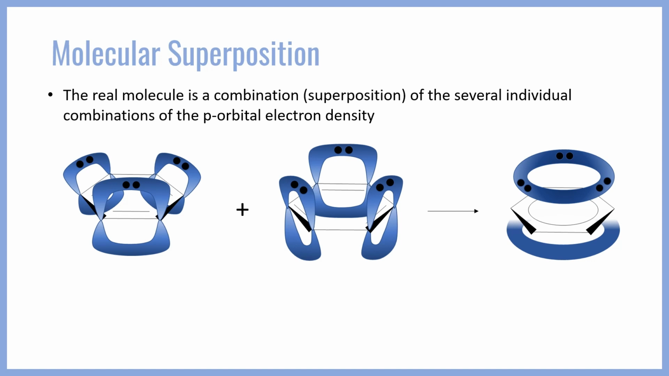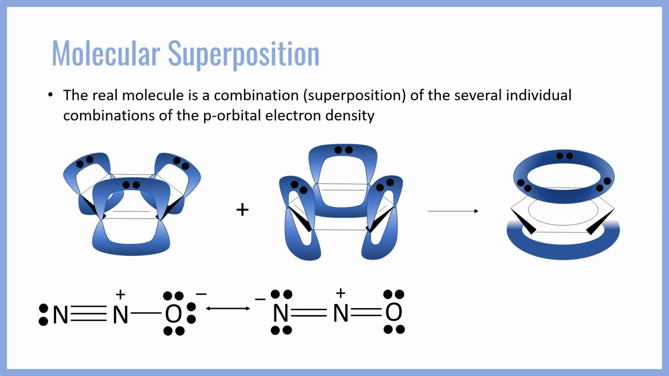So if we go back to our N2O, we have the resonance structure on the left showing a triple bond and a single bond, and the other resonance structure showing 2 double bonds. So which structure accurately describes the molecule? Well, it's really neither and both at the same time. The real molecule is a superposition, a blend of those 2 structures. The real molecule is more like an N to N 2.5 bond and an N to O 1.5 bond, which is comprised of the 2 individual resonance structures which describe the molecule.